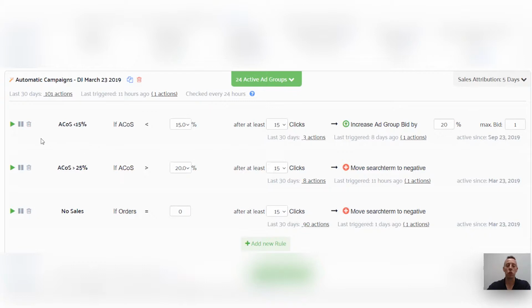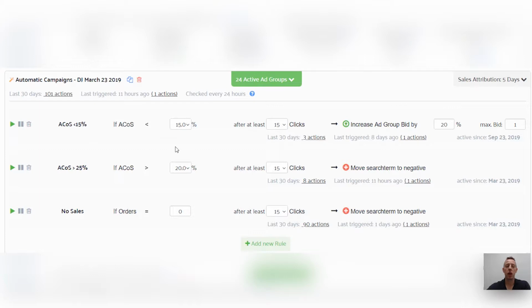Now, what this rule is really doing is saying, okay, well, we have a target ACOS of 15%. And if we're not meeting that ACOS of 15%, we can actually spend a little bit more money on our keywords. So if we're below this threshold of 15%, then increase our bids by 20%.